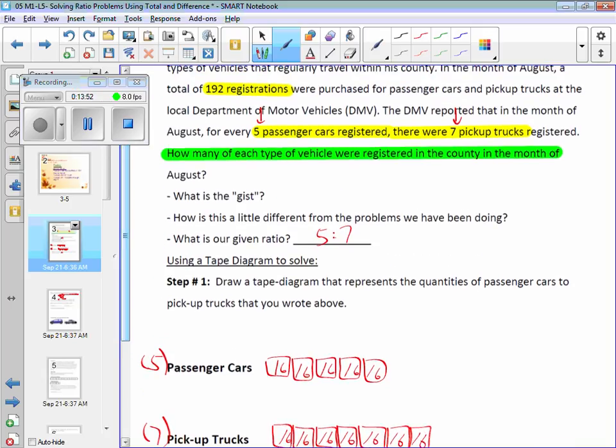Go back and take a look at the question. What did we highlight in green? And can we answer that right now? Can we answer that question? Can we tell right now how many of each type of vehicle were registered? How would you do it?